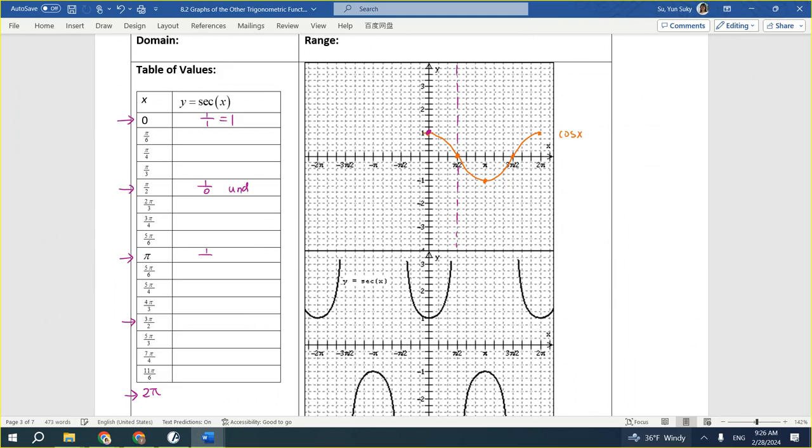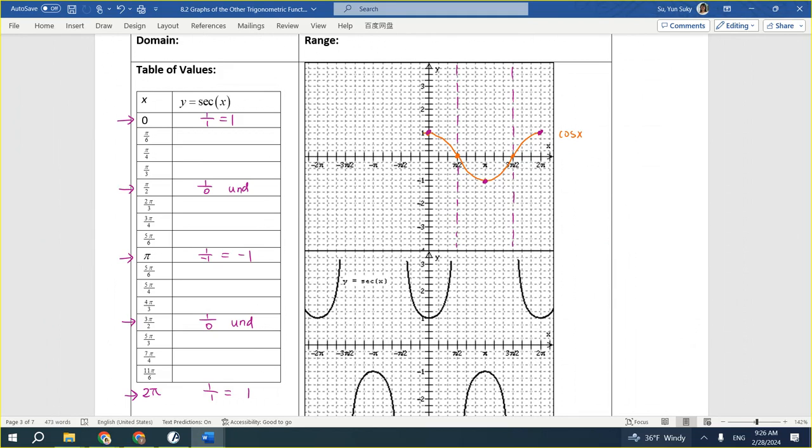Cosine pi is, what was the number? -1. 1/-1 is -1. So we have this point. How about 3 pi/2? What's cosine 3 pi/2? 0. What's 1/0? Undefined. We know there is a vertical asymptote. Finally, what's cosine 2 pi? 1. 1/1 is 1. So we plot the points.